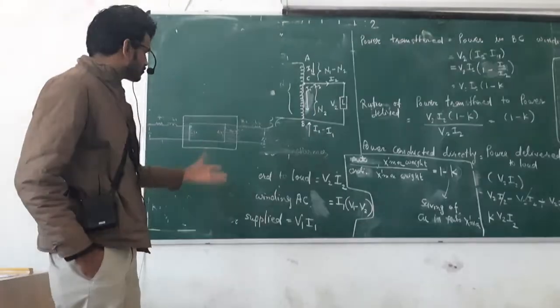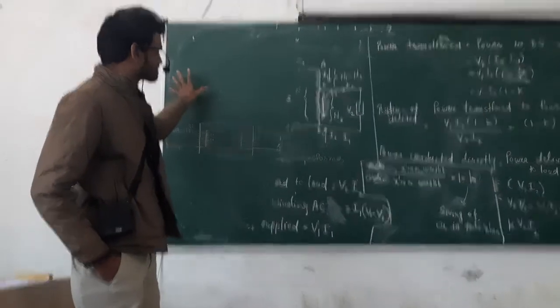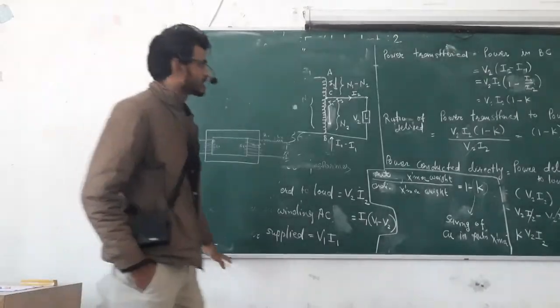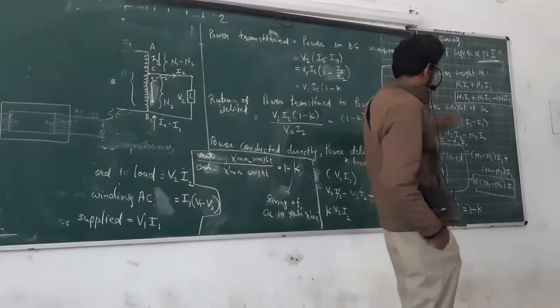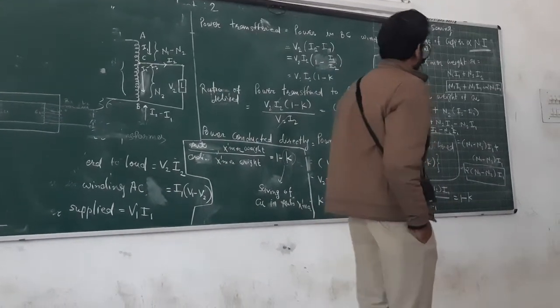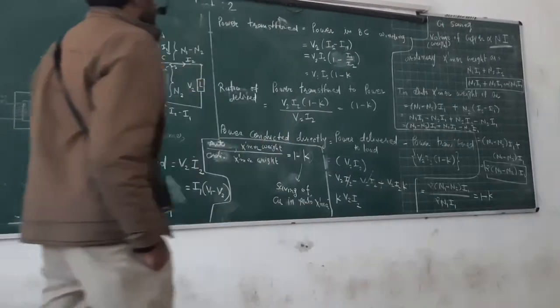Okay. So two parts are there. One is the theory for the auto transformer and another is the copper saving for the auto transformer. The copper saving કેટલું થાય છે એની theory છે અને એક auto transformer ની theory છે.